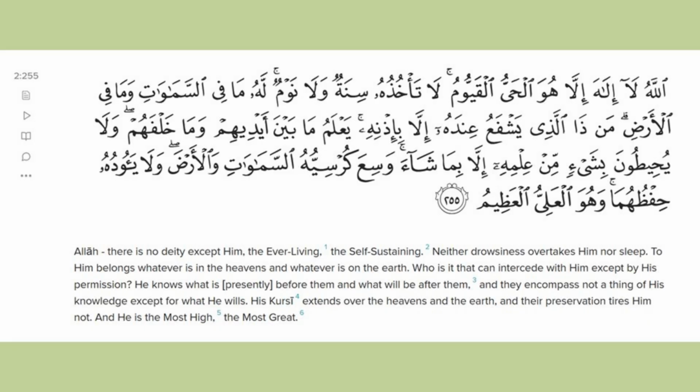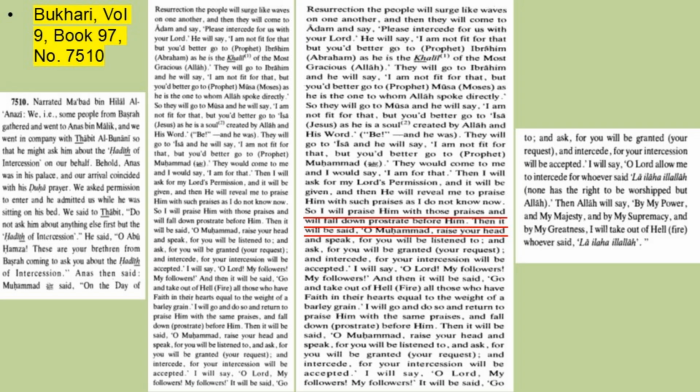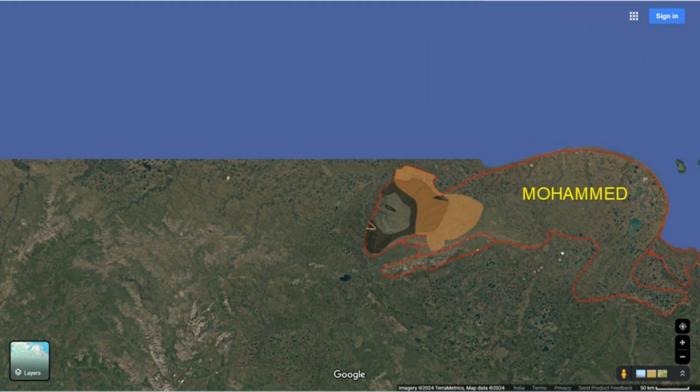It is mentioned in chapter number 2, verse number 255, and chapter number 20, verse number 109, that nobody can intercede with him except by his permission. It is also mentioned in a hadith that on the day of judgment, the Prophet Muhammad is in a prostration position in front of Allah. Then Allah will give permission to Prophet Muhammad to negotiate with him. In this slide, you can see the Prophet Muhammad in a prostration position.